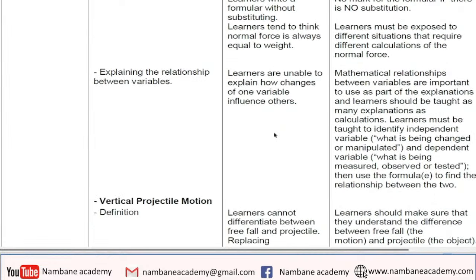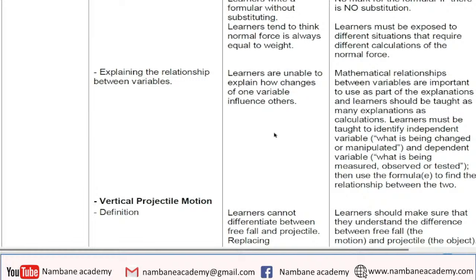Then we talked about the relationships where learners will be told, this is changed, and when this is changed, what will happen to this? We said you should take the one that is changed as your independent variable, and whatever they are looking for the effect on as your dependent variable, then look for the formula that relates the two. And if that formula has other variables in it, these other variables will be kept constant as you tell us the relationship between the two variables. That is the standard whenever we answer this question.